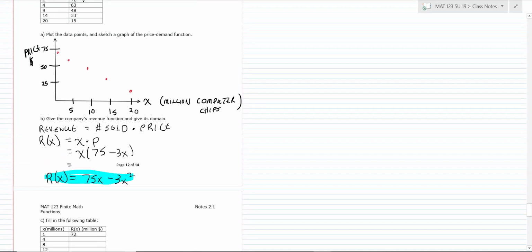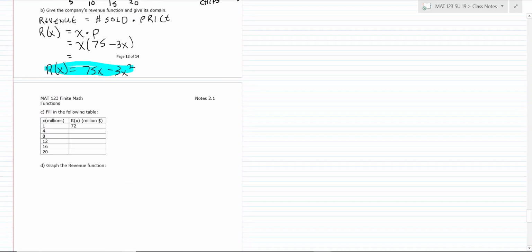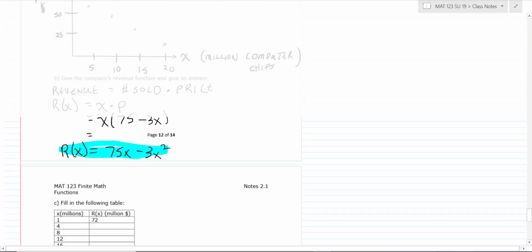Okay, we go to the next page. Oh, we're doing the revenue. I was thinking I already had that. Yeah, this is a different table. And we'll use the calculator for this to help us. So what we're going to do is just plug into this revenue function. When we do R of 1, that'll be 75 times 1 minus 3 times 1 squared. So that's 75 minus 3, which is 72. So we already got that point right there.